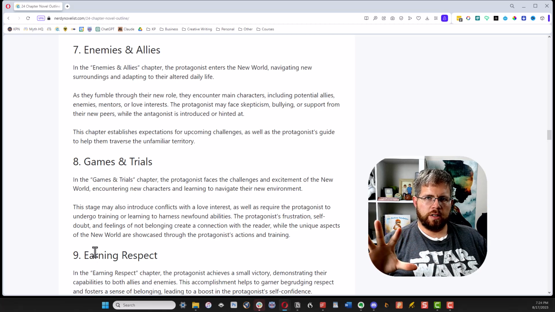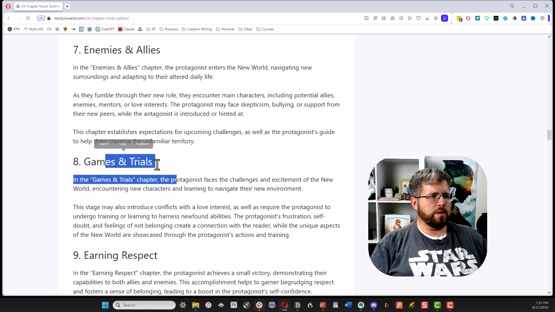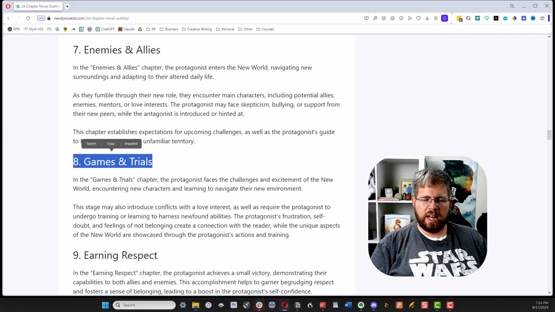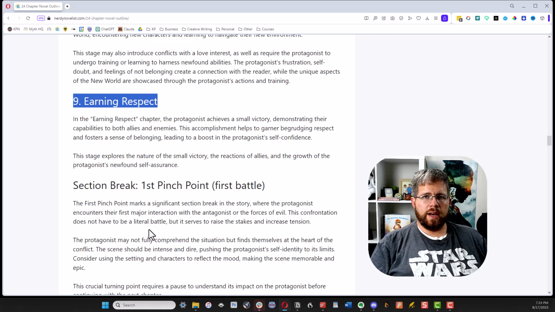And then we have 3 chapters here, chapter 7, 8, and 9, where the character is basically thrust into this new world and is experiencing new things and getting used to the new environment. So he gains a couple enemies and allies. He goes through what we call games and trials, where the protagonist is facing challenges, but earns a little respect here because they managed to have some kind of small victory that shows that, oh, this person is actually a hero and has a chance, maybe a small chance at defeating the antagonist in some way.